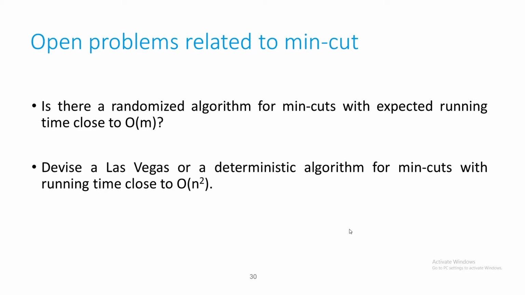Then the second question is, devise a Las Vegas or a deterministic algorithm for min cuts with running time close to order of n square. Karger's min cut algorithm is order of n power 4, correct? Then its improvement is order of n square log square n, if you repeat it for log n times, correct? Now, can you devise a Las Vegas or a deterministic algorithm for min cuts with the running time very close to order of n square? If somebody is interested in the randomized algorithms part, they can try. If you can achieve this one, it is a breakthrough. And if you refer or browse, you can actually see a lot of open problems.